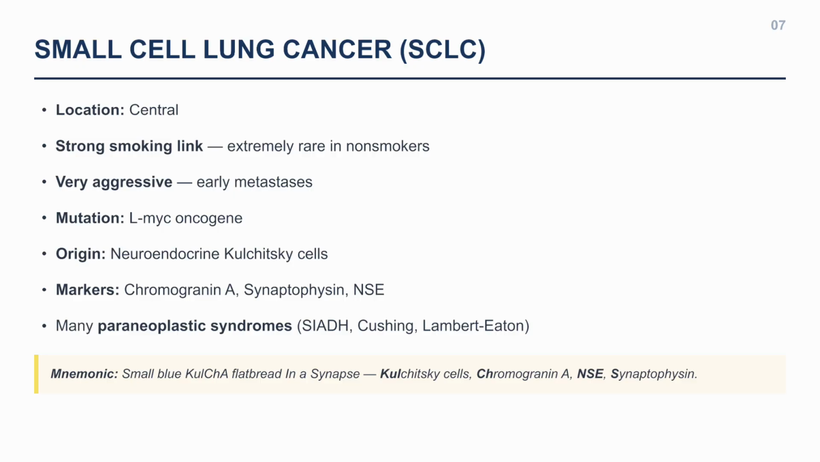Mnemonic to remember the histology: small blue Kulchitsky flatbread in a synapse. That gives you Kulchitsky cells, chromogranin A, NSE, and synaptophysin.